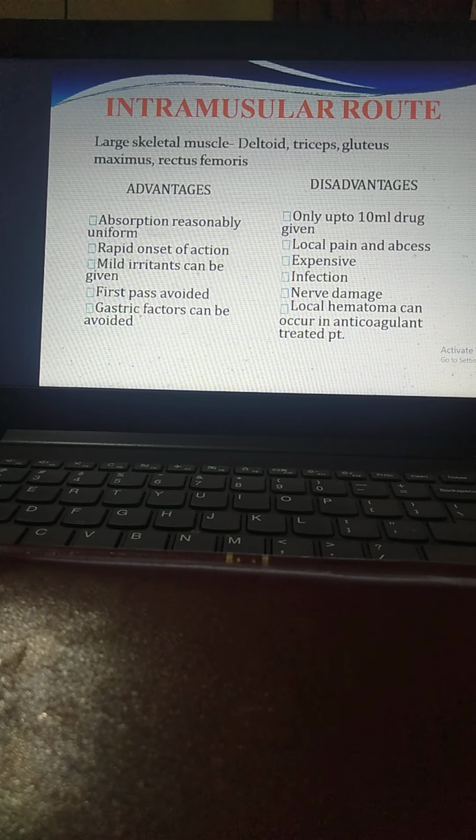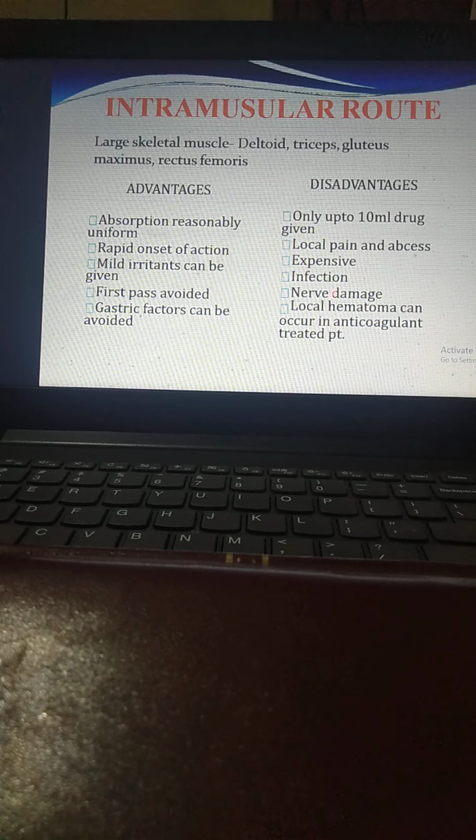But there are disadvantages, like only up to 5 ml of drug, not 10 ml, it is 5 ml. But if we have 20 ml of drug to give intramuscularly, we can identify 4 sites, 2 arms and 2 legs. So it is only 5 ml, but maximally it is 10 ml once there is an emergency.